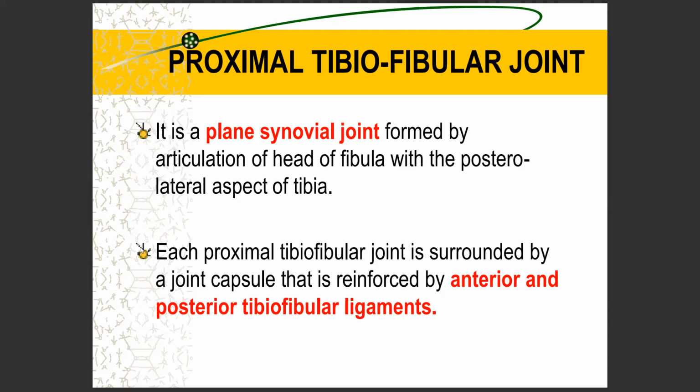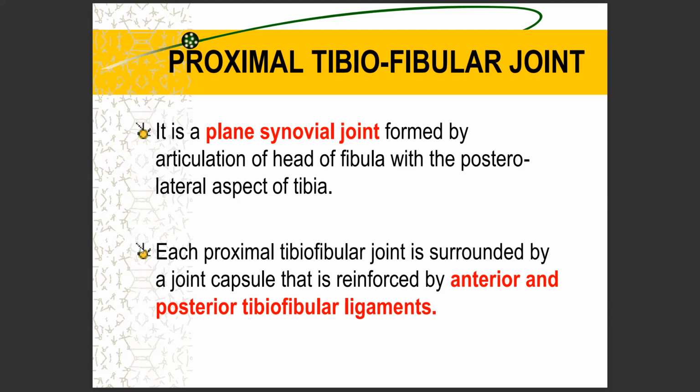So what do we mean by a plane synovial joint? It means the articulating surfaces are very plane with each other. There are no concave or convex surfaces, and no saddle surfaces. Both surfaces are smooth and plane, and there is only gliding between these two surfaces. There are no other large movements like those we can see in other joints.